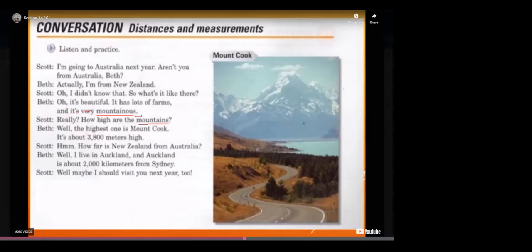This one means montañoso, right? And this is just a noun. Montañas, mountains. Okay. Mountainous. Okay. Mountains. Okay. Got it? Yeah.